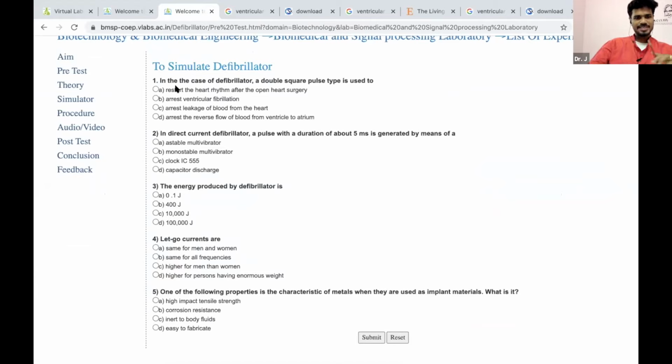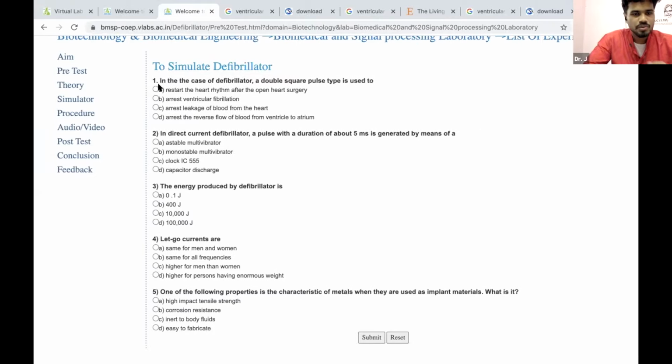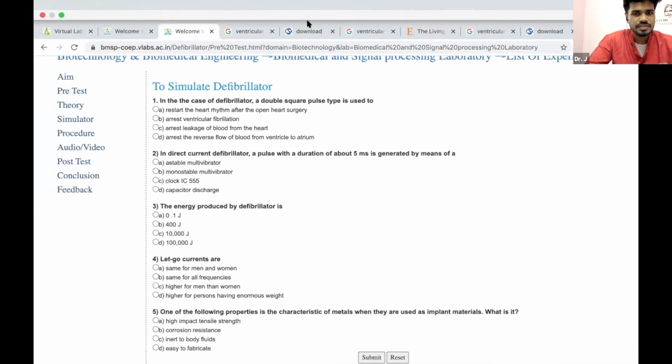Now let's quickly answer and see where we stand. What is the range? Couple of numbers and all we want. Let's go one at a time. One, in case of a defibrillator, double square pulse type is used to. Let's all guess, and the majority guess or whatever sounds reasonable, let's enter and see if that is correct. Most of you are guessing B, so I'm also just going to enter. Go with the majority. Yes, B. So most of you are guessing B.